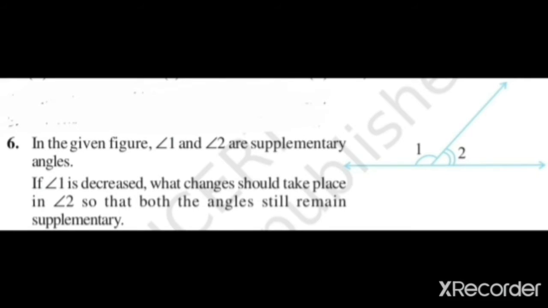Question number 6. In the given figure, angle 1 and angle 2 are supplementary angles. If angle 1 is decreased, what changes should take place in angle 2 so that both the angles still remain supplementary? If we decrease the measurement of angle 1, what will be the change? Angle 2 will increase with the same measure as the decrease in angle 1. So you can write an answer that if angle 1 is decreased, angle 2 will increase with the same measure as the decrease in angle 1.